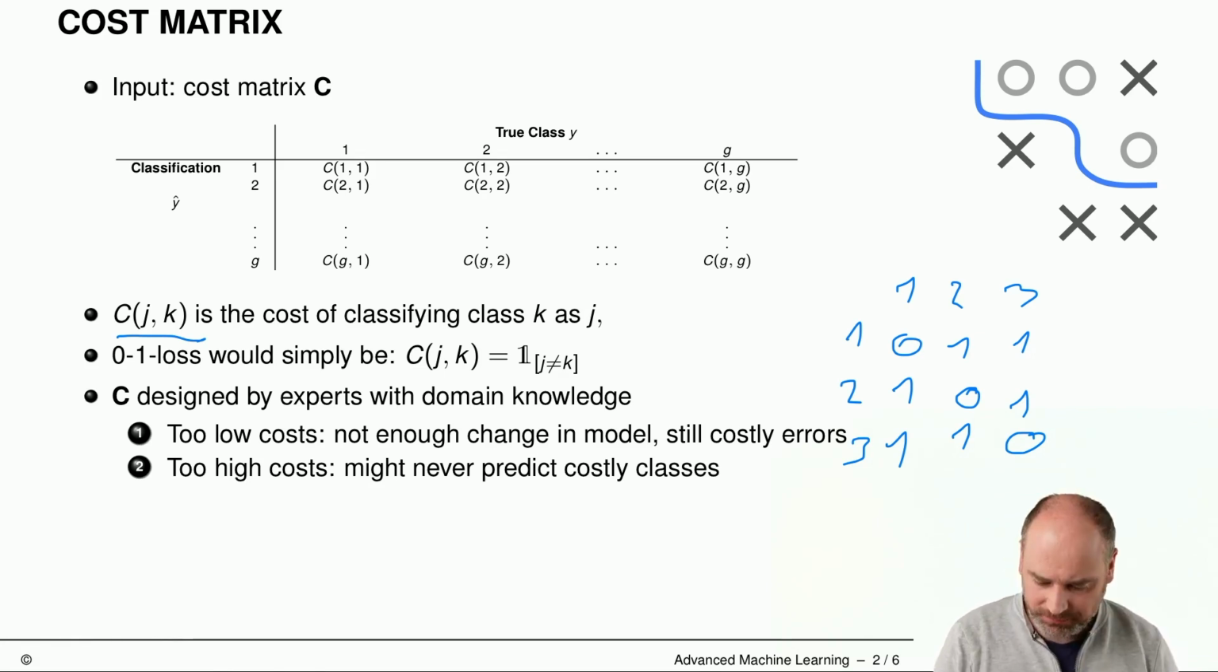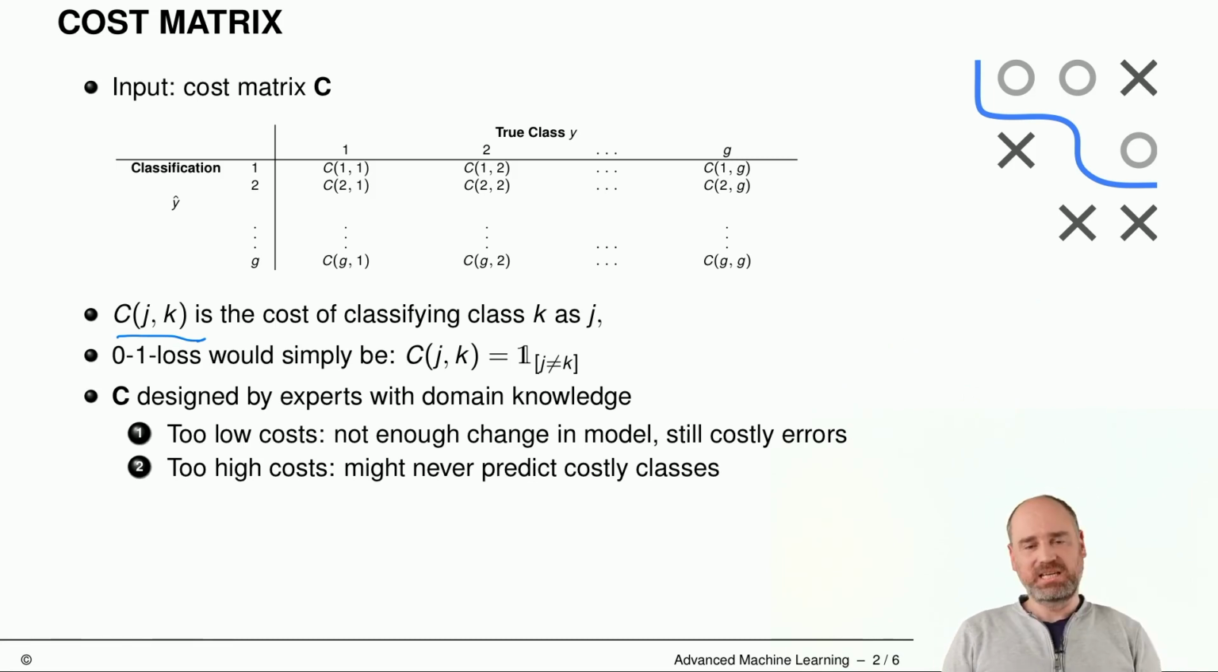So, like I said, usually we are going to assume here that this matrix has been designed by experts. In cases where it's debatable how the specific entries of the cost matrix might look, we have to be aware of the following facts. If the costs are too low, then often there is not enough change in a model. This can still result in costly errors that a model produces. And if our costs are too high, we might never predict these costly classes. So there is a potential element of fiddling around with these matrices. If there's a certain range of potential entries that make sense, then we could run some form of a sensitivity analysis on that.